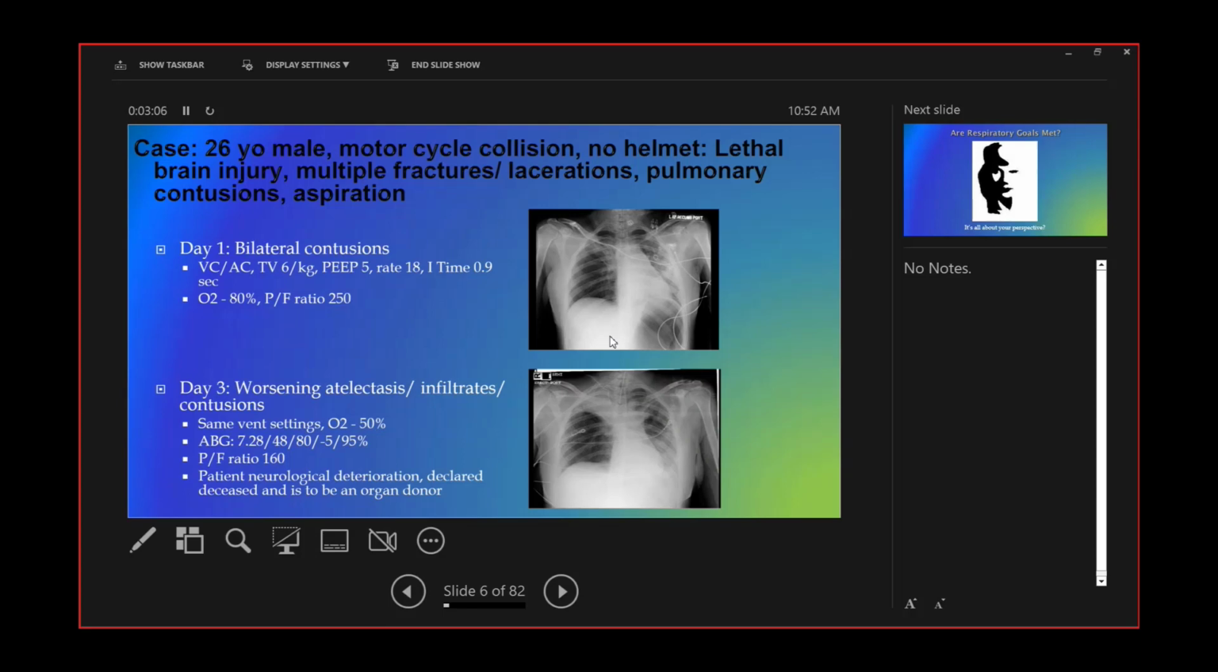By day 3, still under the care of the ICU team, he's got worsening atelectasis with infiltrates and contusions that blossomed. Same ventilator settings, except the FiO2 is down to 50%. His blood gas is 7.28 with a CO2 of 48, an O2 of 80, a base deficit of -5, and 95% saturated. And his PF ratio is 160.